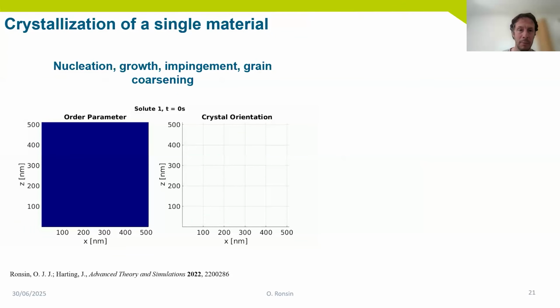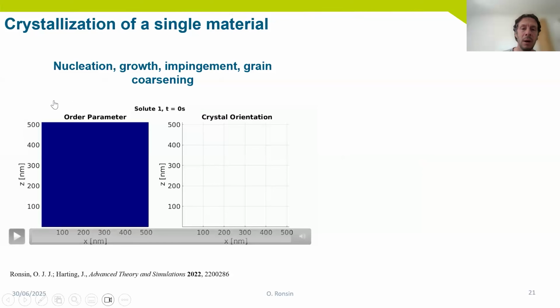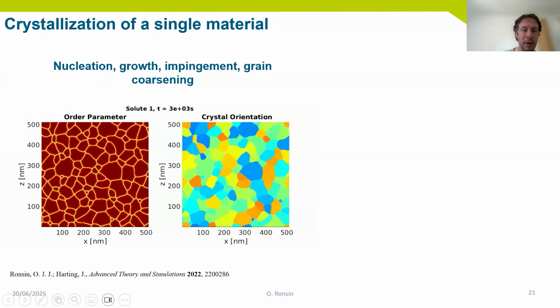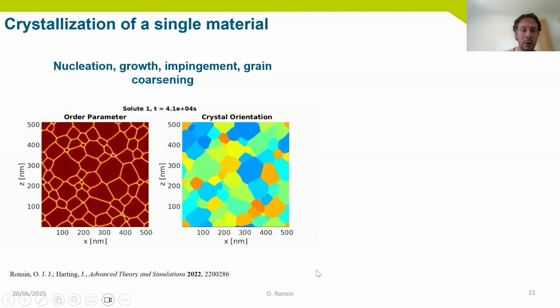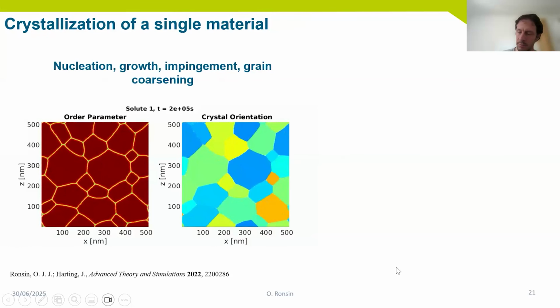How does it look like in practice? Here, this is a simple simulation of a pure material. On the left, you have the order parameter. Blue is 0 at the beginning, everything is amorphous, and you have no crystals. And over time, you see crystals appearing, nucleating, growing, impinging, and then coarsening. Okay, so this is the basic behavior.